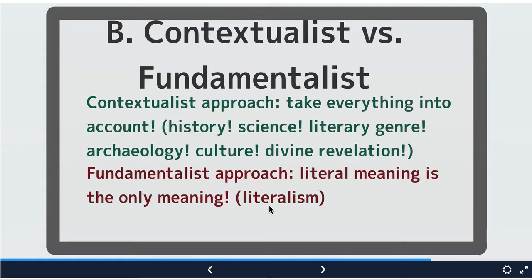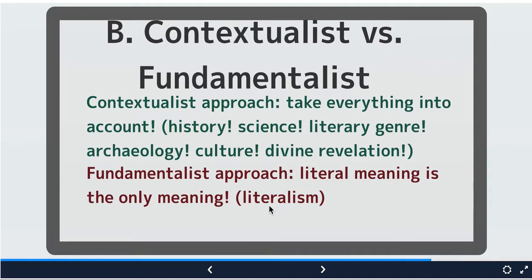Any archaeology that might help us out? What do we know about the culture of the Israelites or the surrounding cultures? What other books of Scripture reference the story? All of those things have to be taken into account in the contextualist approach. The fundamentalist approach is the bad one.